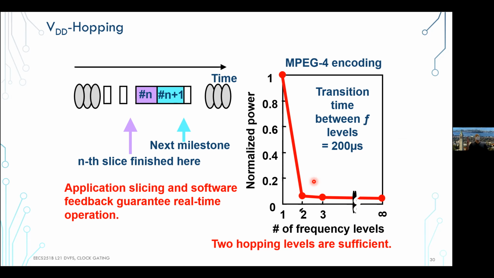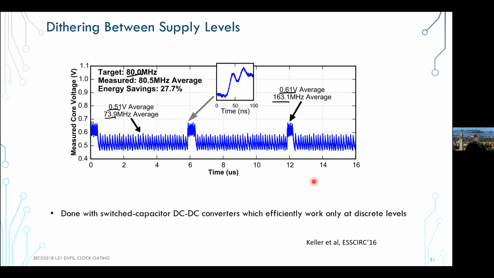But of course, this is for this application, MPEG. Other applications or mixes of applications may create a more complex environment where you still want to have some number of discrete states, and that's usually what people have to pay attention to. So this is an example where they just implemented essentially that. You have two states, half a volt and let's say 0.6 volts, and you show the dither between the two of these states, and the power supply is coming from a switch cap, right? So you can collect some gains from there.